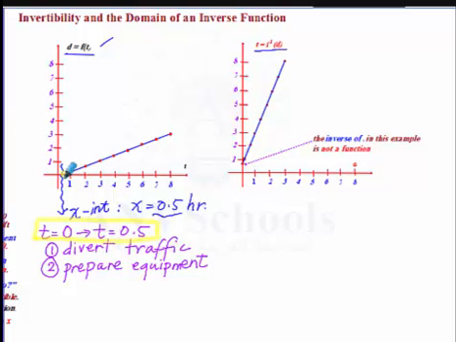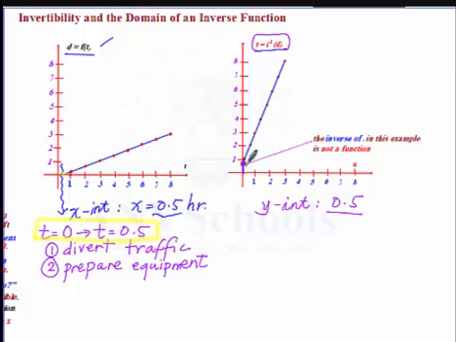Now on the other line, we could notice that our graph started here. According to our graph, our y-intercept for the inverse function is equal to 0.5. But in reality, time is ticking. It doesn't stop. So there goes the question in reality whether this inverse function is actually a function.